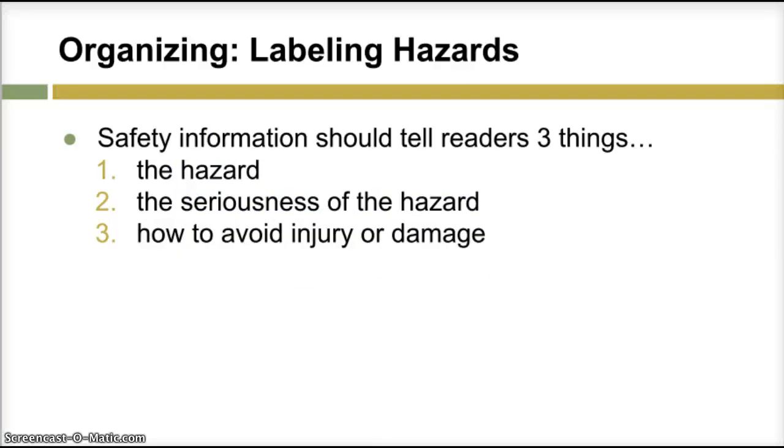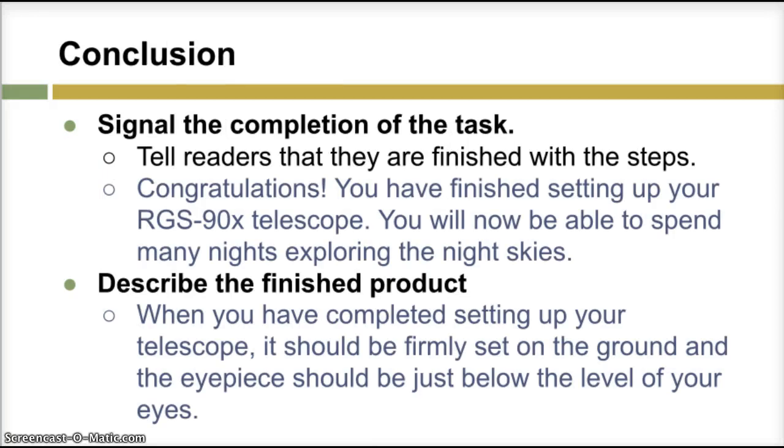So with safety information then, you should tell readers 3 things. You should tell the reader what the hazard is, the seriousness of the hazard, and how to avoid injury or damage. As you move into the conclusion of the document, you want to signal the completion of the task. Tell readers that they are finished with the steps. Here's an example. Congratulations! You've just finished setting up your RGS 90X telescope. You will now be able to spend many nights exploring the night skies.